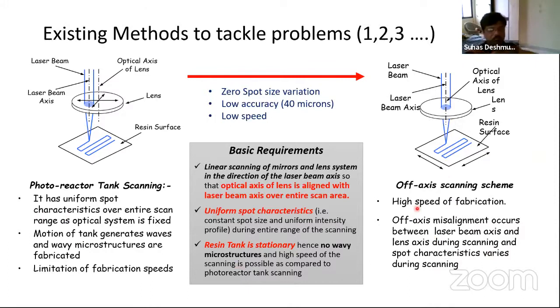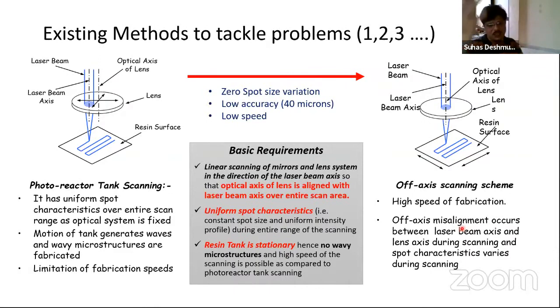In the photoreactor tank, the resin surface is moved in the XY direction. Since it is a liquid you are scanning, waves will be generated in the tank. Due to these waves, you get limited accuracy in the microstructures you can manufacture. Another disadvantage is a limitation on the fabrication speed. So these are the difficulties people face in different scanning systems.